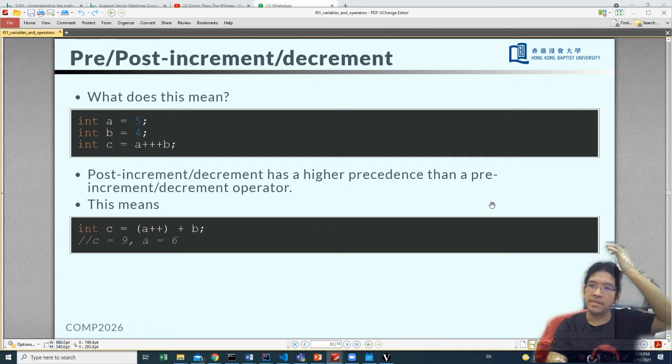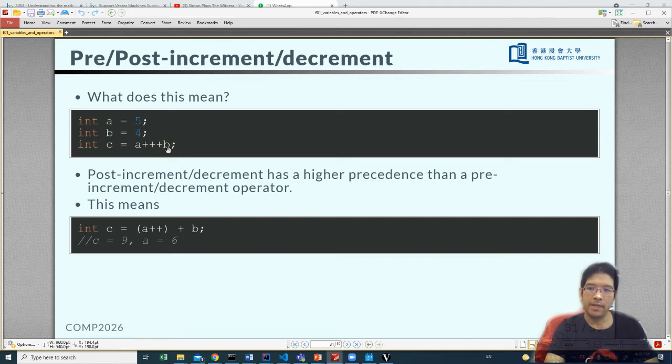So what do these things mean? In particular, this one, A plus plus plus B. Now, we can understand this line in two different ways. Either A plus, plus plus B, or A plus plus and then plus B. Which one should we go with? Now, in fact, post-increment or decrement has a higher precedence, which means in this particular example, we will treat A plus plus as a token, okay, and then plus B.